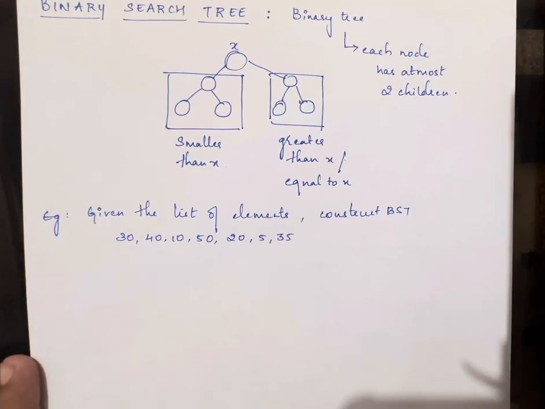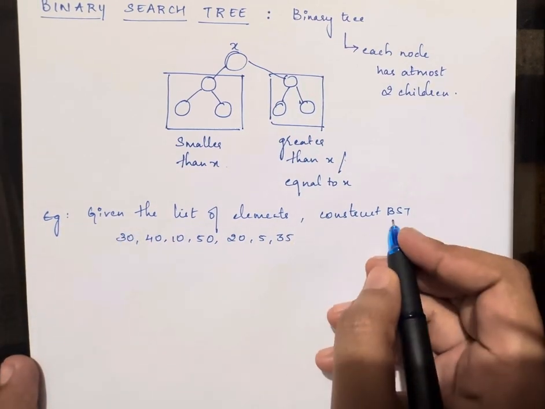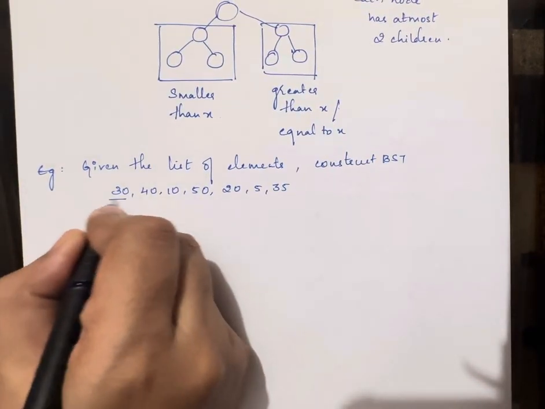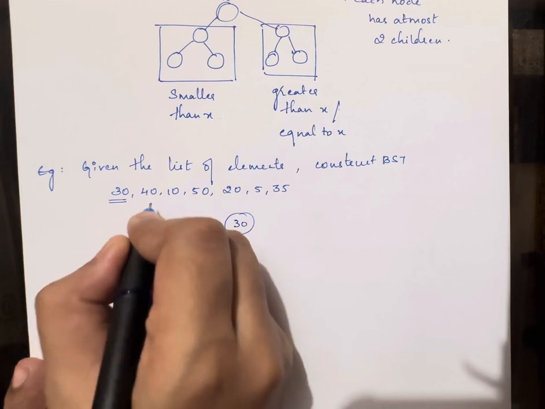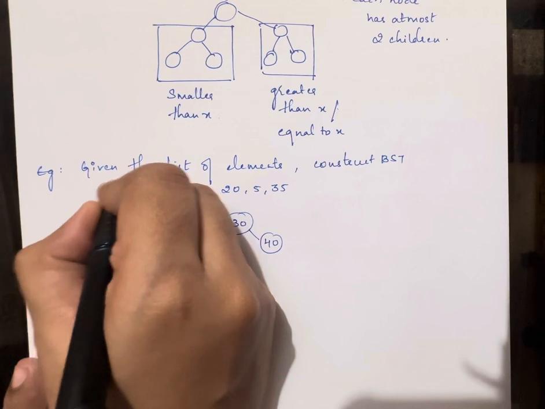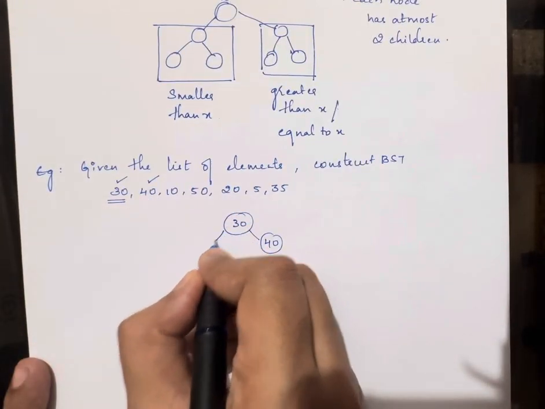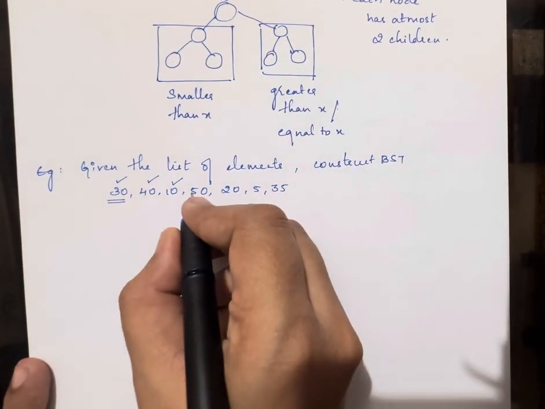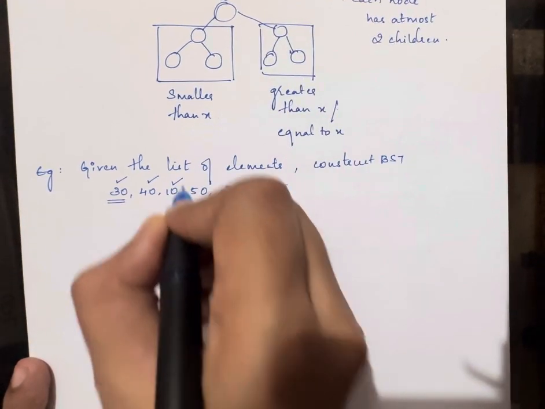So here we've taken a list of elements and we should construct a binary search tree for these elements. Let's see how to do that. First we take 30. 30 will be the root node, and the next element is 40. 40 is greater than 30, so it will go to the right subtree. We're done with 30 and 40. Next is 10. 10 is smaller than 30, so it will go to the left subtree. Next is 50. 50 is greater than 30 and greater than 40, so it will go to the right subtree.